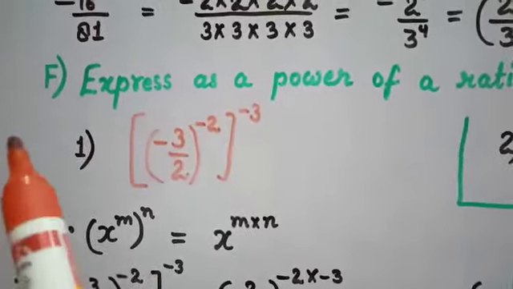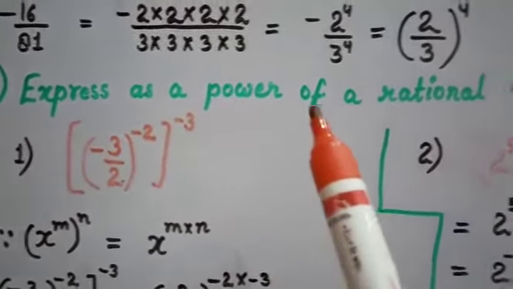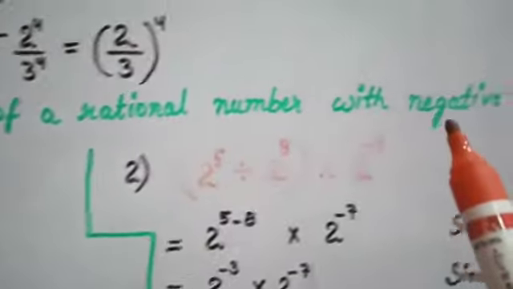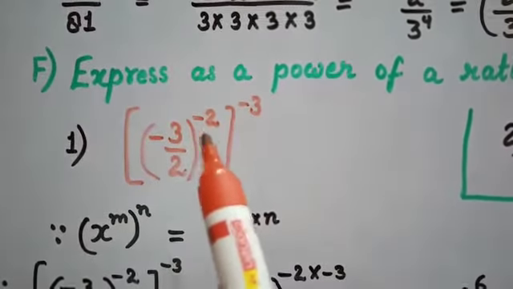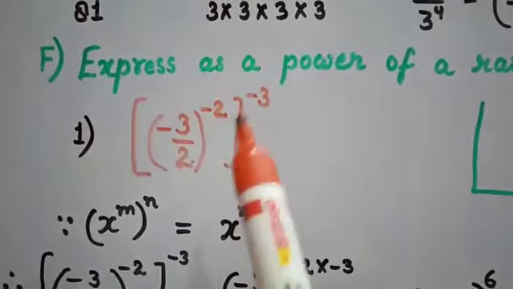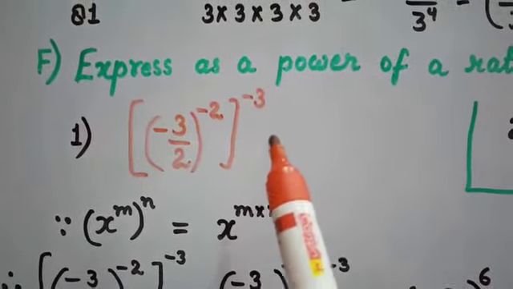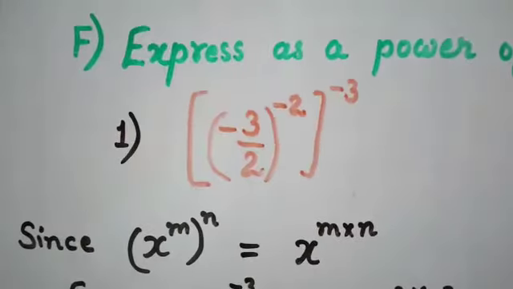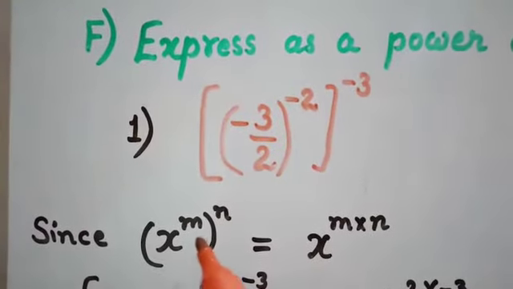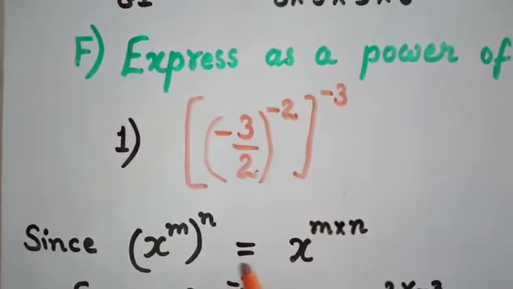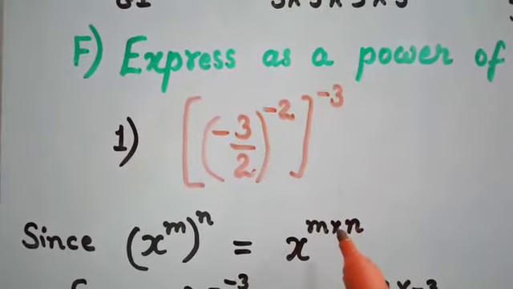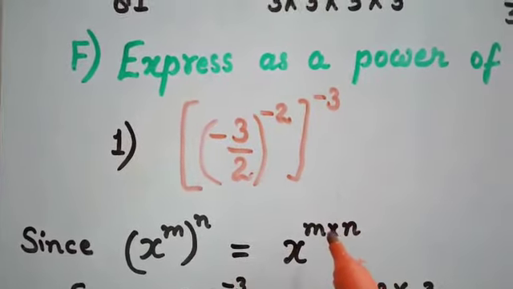Now we will solve question F. Express as a power of rational numbers with negative exponent. First part is minus 3 upon 2 whole to the power of minus 2, and whole to the power of minus 3. We can see it is in the form of x to the power of m whole to the power of n, and it can be written as x to the power of m into n. So we will use this law of exponent in it.